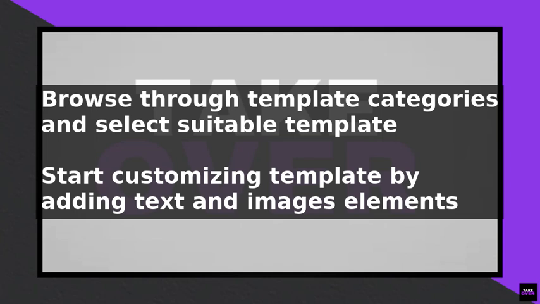To add text, click on the text icon and type in your content. You can also change the font, size, and color of your text to match your brand. To add images, click on the image icon and select from the Wix library or upload your own.